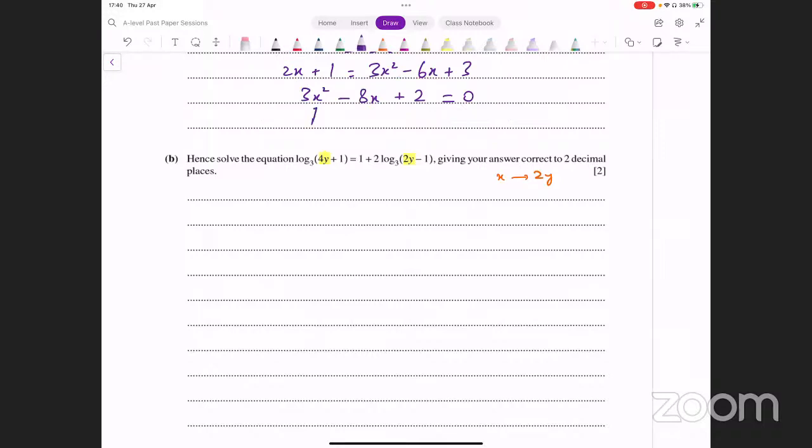या तो आप इस equation में भी x की जगह पे 2y डाल लें पहले और फिर इसको solve कर लें, या फिर आप इसी x वाली equation को solve कर लें, which is 3x squared minus 8x plus 2 equals 0. Let's solve this equation and see what we get from this. Can we factorize this? We can't.